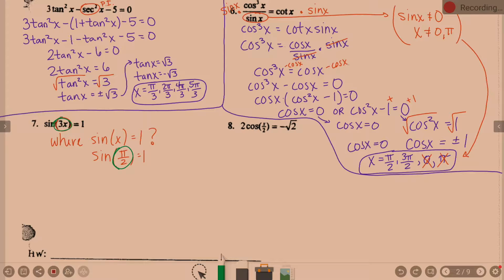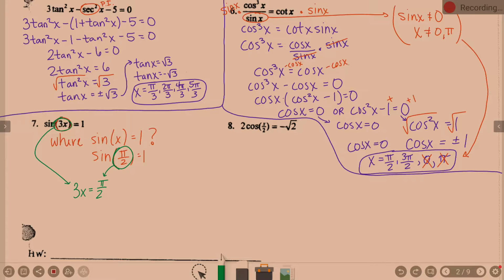So I've written two equivalent statements there, yes? But what I want you to do is set up the idea of 3x has to equal pi over 2 and do the math to solve for x. Does that make a little bit of sense there? Since we're trying to figure out 3x, we don't necessarily know 3x, so I'm going to think, okay, just where does sine of x equal 1? Well, that happens at pi over 2.